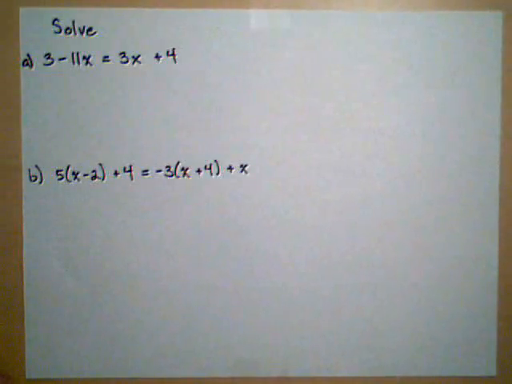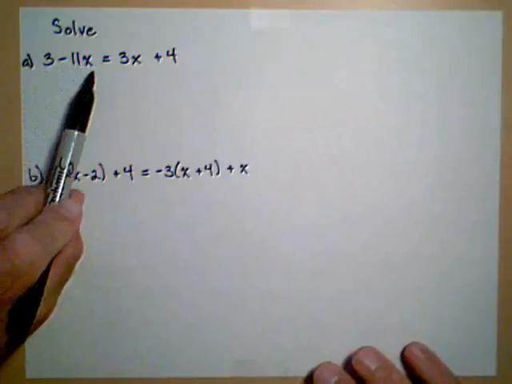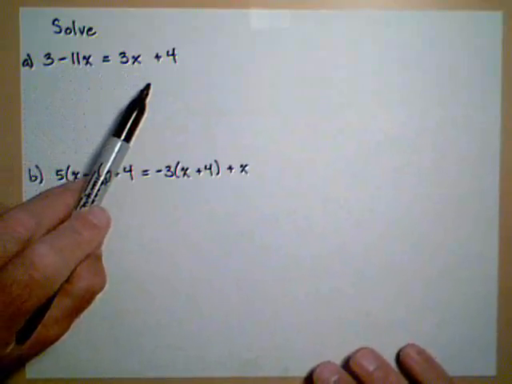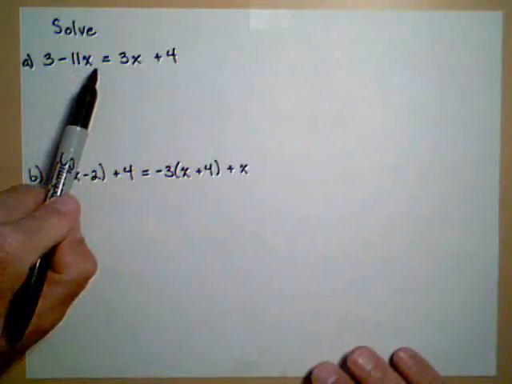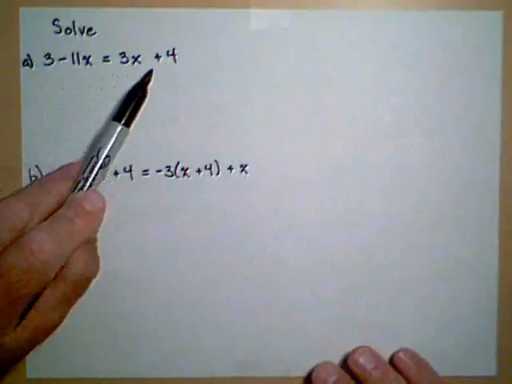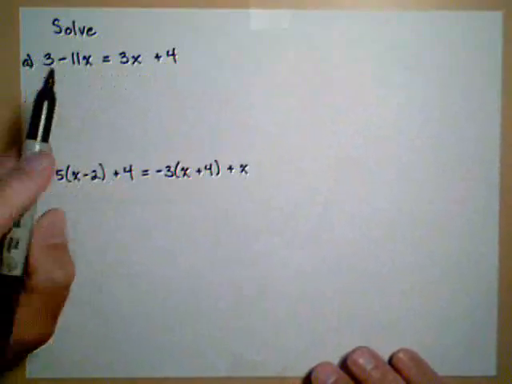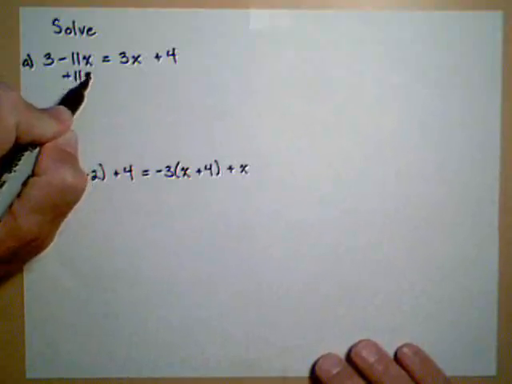In this video, we're going to look at a couple examples of solving linear equations that have the variable on both sides. So in our first example, we have 3 minus 11x equals 3x plus 4. The first thing we're going to want to do is combine like terms. So we want to get all the terms with x on the same side and all the terms without x on the other side. So, for instance, we may decide to add 11x to both sides.